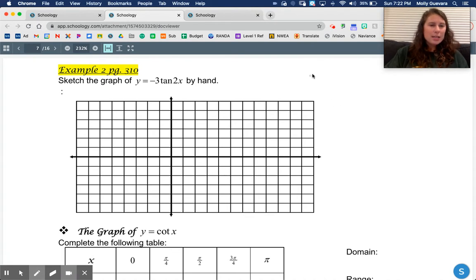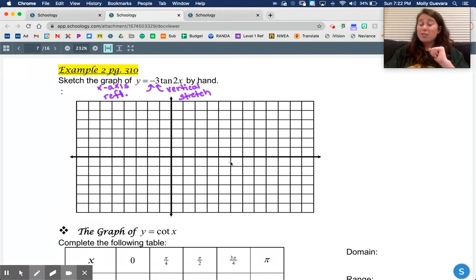So this says, sketch the graph of y equals -3 tangent 2x by hand. First of all, this tells me that I have an x-axis reflection because it's negative. That's okay, we can handle that. And then the 3 gives me a vertical stretch. So, quote unquote, my amplitude is 3. So instead of at -1 and 1, it'll be at -3 and 3.